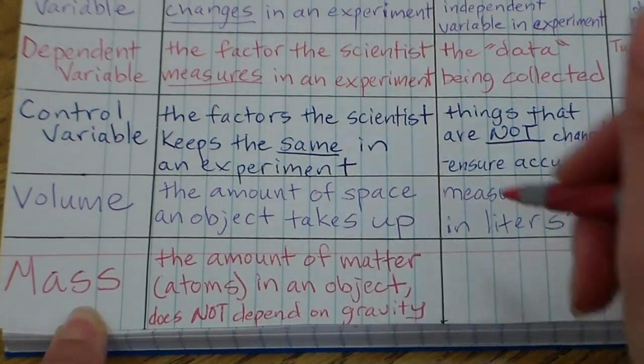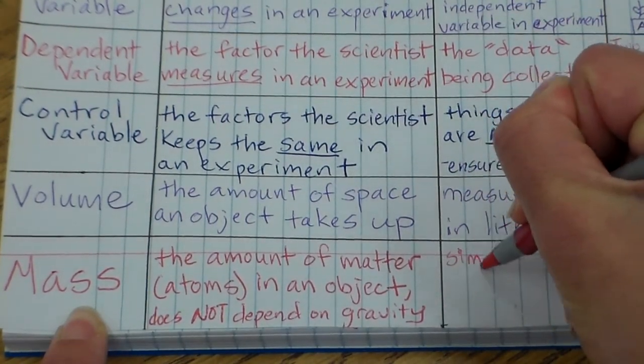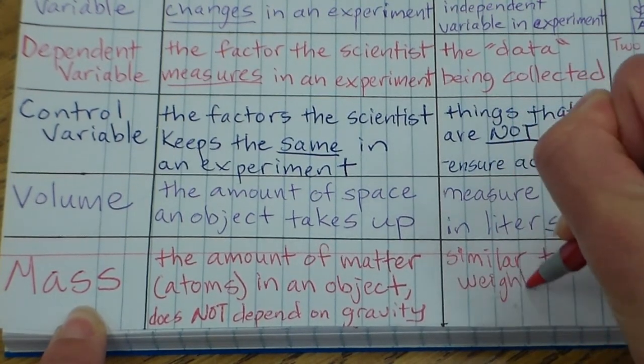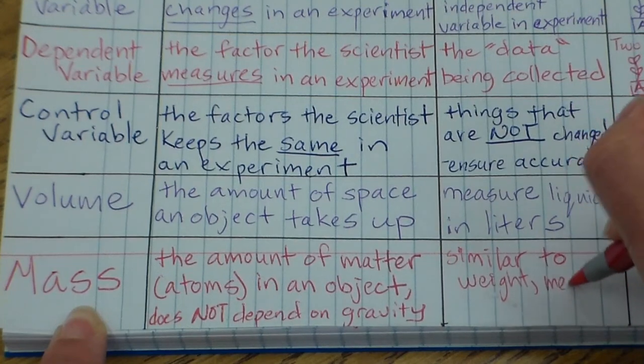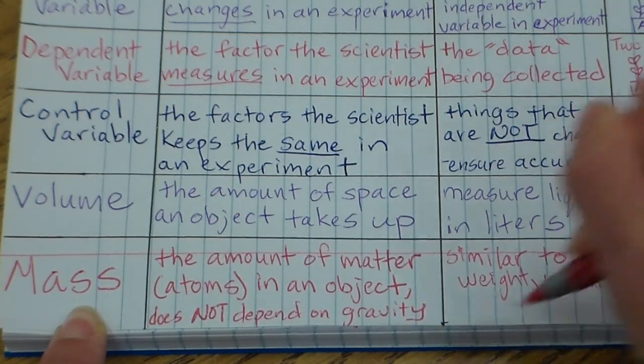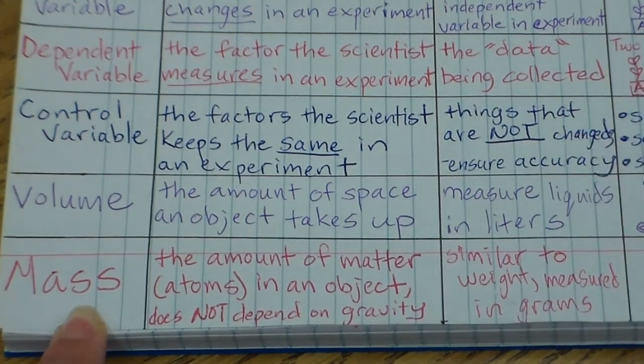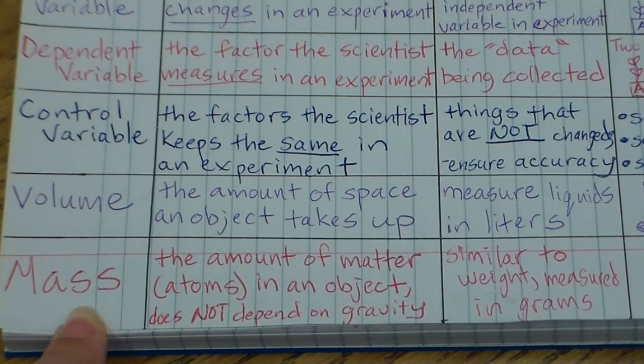So I'm going to write in the details that mass is similar to weight, and it's measured in grams. So it's similar to weight, but it's measured in grams. And again, the key difference here is that weight involves gravity. Mass is going to be the same everywhere in the universe because we're not worried about the gravitational effect happening on different planets or in the zero gravity of outer space.